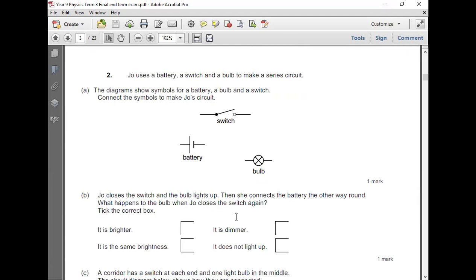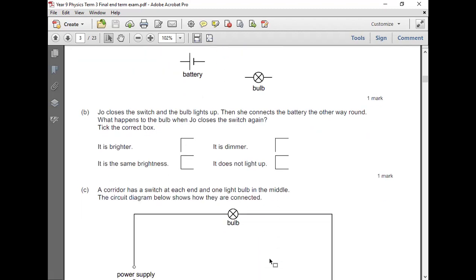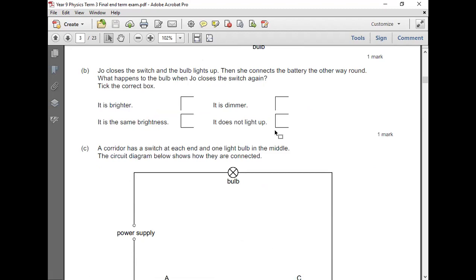Question 2, Cho uses a battery, a switch, and a bulb to make a series circuit. The diagram shows symbols for a battery, a bulb, and a switch. Connect the symbols to make a circuit. Question B, Cho closes the switch and the bulb lights. Then she connects the battery the other way around. What happens to the bulb when Cho closes the switch again? It is brighter, it is dimmer, it is the same brightness, or it does not light up.